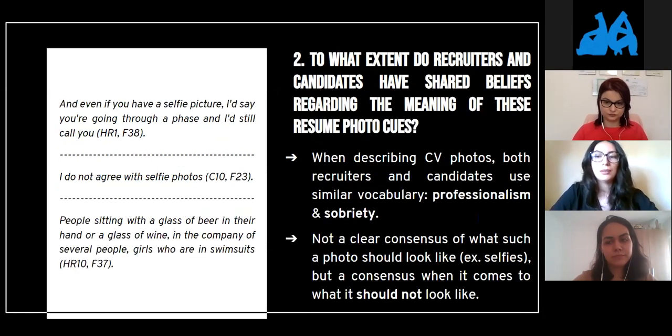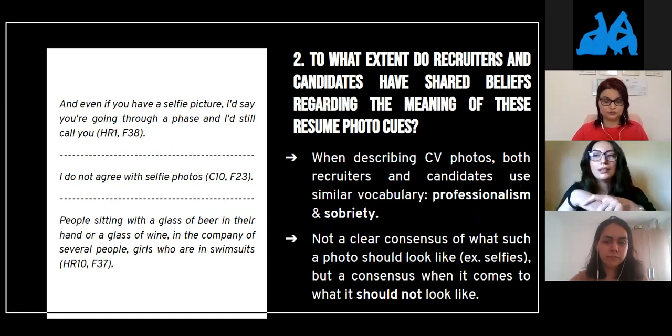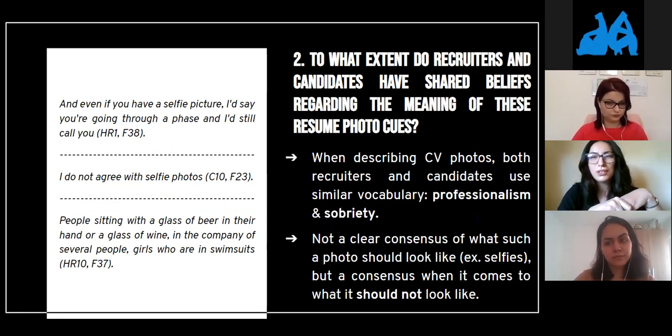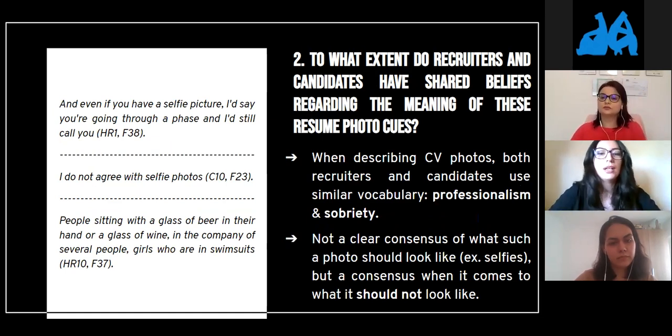Moving on to our second objective, when describing how a CV photo should look, both recruiters and candidates used kind of the same vocabulary: professionalism and sobriety. Also, they have a clear image of how the photo should not look, but they do not agree on how it should look. For example, they do not agree if it should be a selfie or a professional photo taken in a studio by a professional photographer. One HR specialist told us, even if you have a selfie picture, I'll still call you.